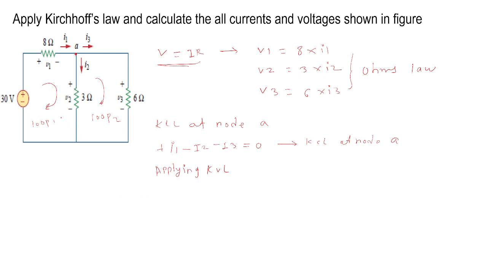So now you can see here, we need to apply KVL in this loop 1. So now consider we are traveling from here like this, current flowing like this.